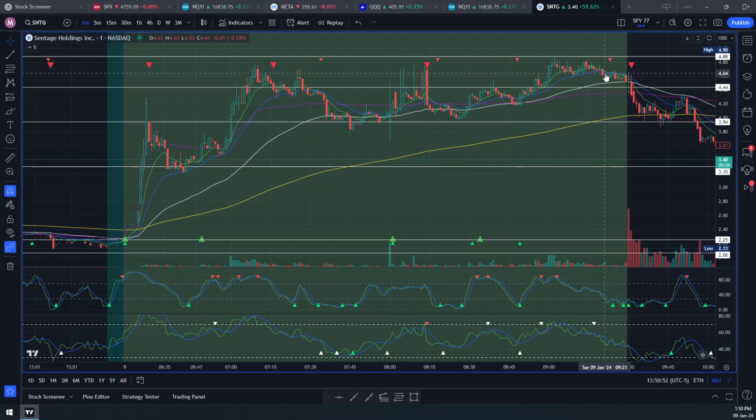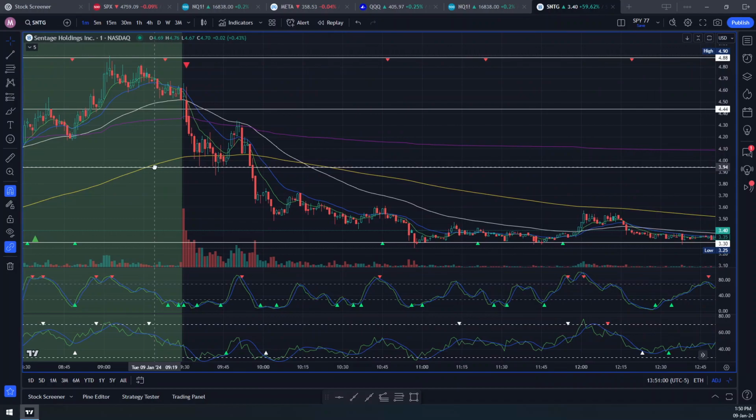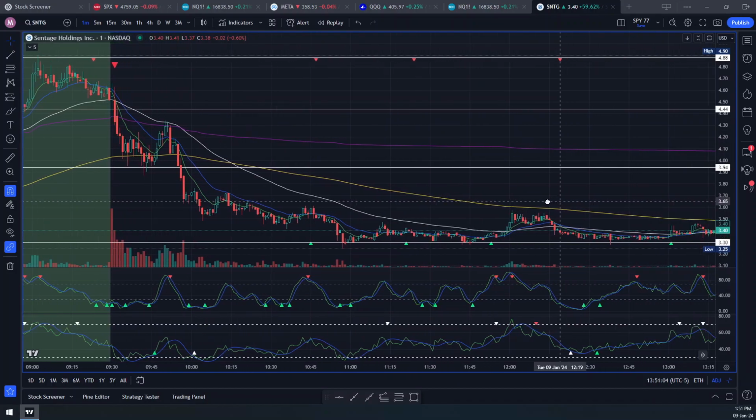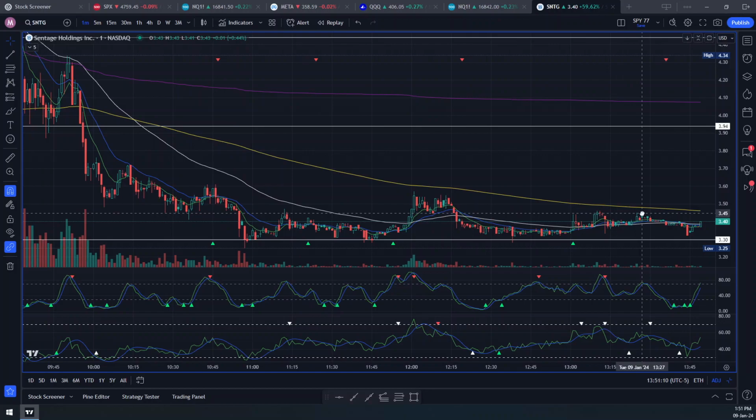Now, never overstay your welcome on these trades because look what happened after that. After the market opened, this is a slow bleeder. It just kept on bleeding and going down, testing this resistance, giving you a few cents. It's not worth trading anymore at all.